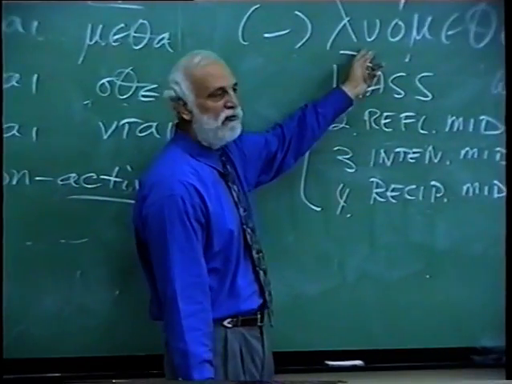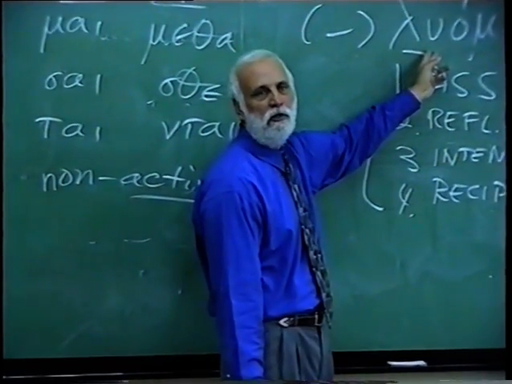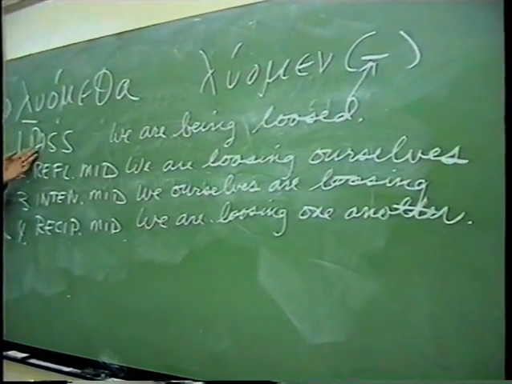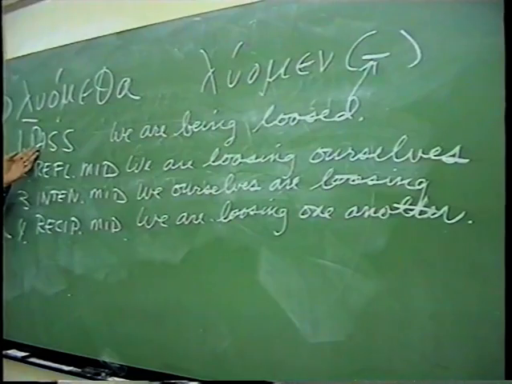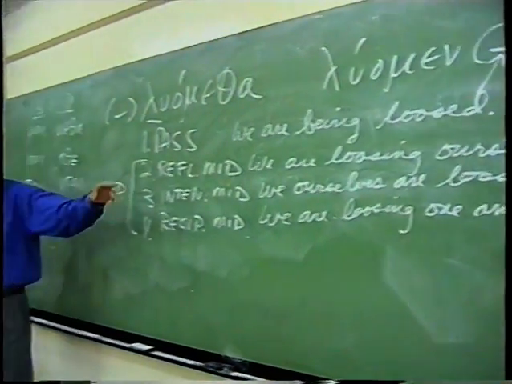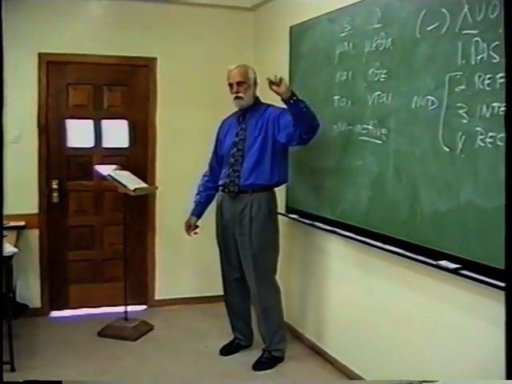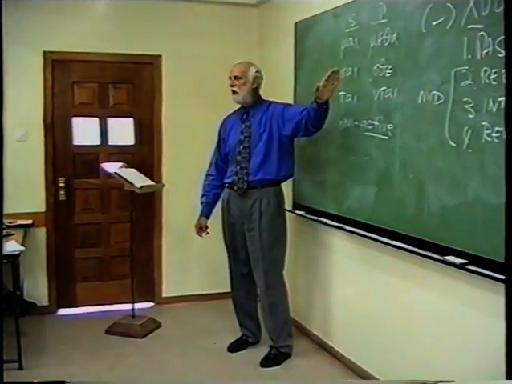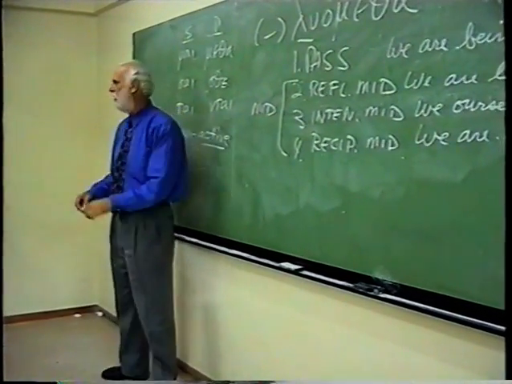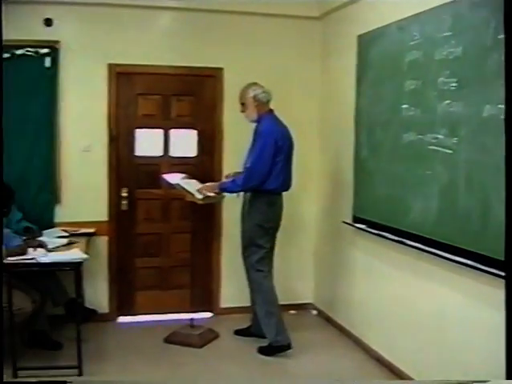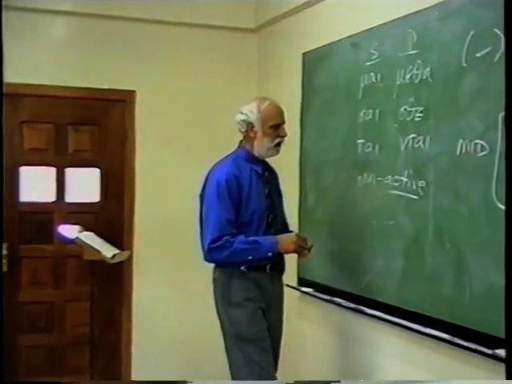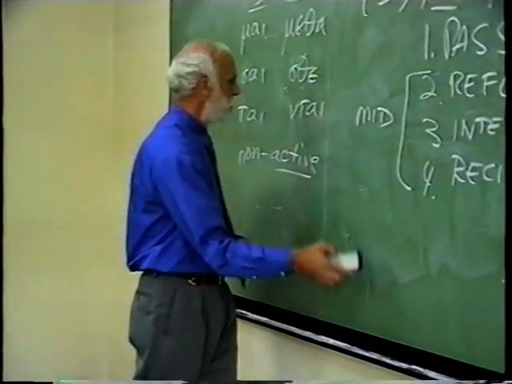So when you have luometha, you can't tell, apart from the context, whether it's going to be passive or the middle, but you're always going to start with which one. And listen, folks, if the passive works, you don't have to try anything else. Just do the passive. If the passive doesn't work, then you need to try out the different uses of the middle voice. Okay? That is basically how it works in Greek.